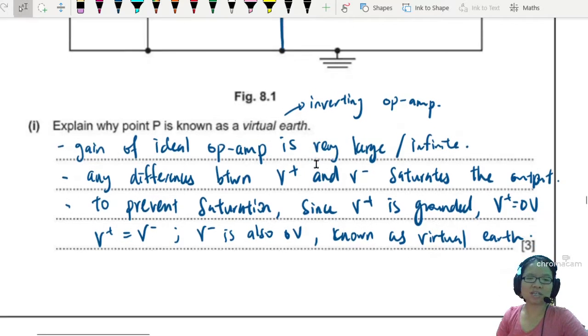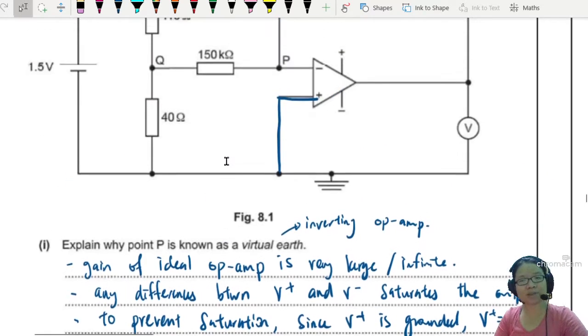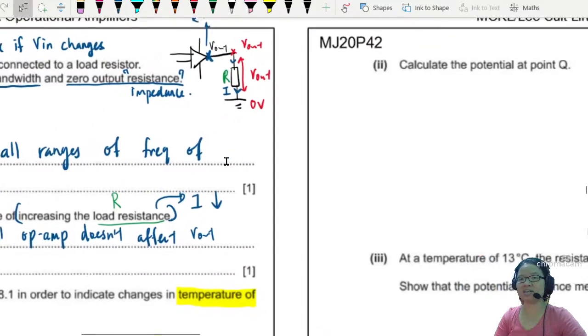Okay? So here, the gain is very large. So we want to prevent saturation. V plus is grounded, so V plus must be equal to V minus. So V minus is also grounded, but not really. So that's why we call this the virtual earth. Alright, 3-4 marks explanation in the pocket. Nice and easy. I'm going to move on to the next one.